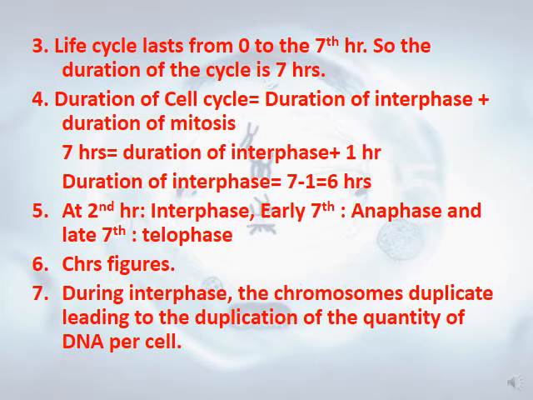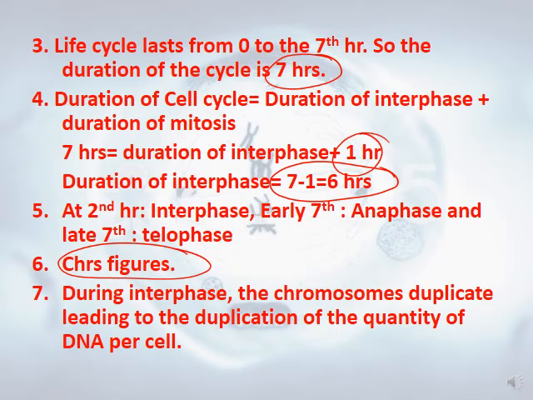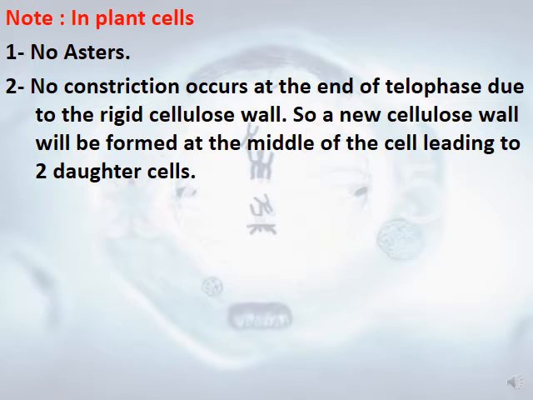So the cell cycle, as I said, starts from 0 to 7, so the duration is 7. Knowing that mitosis is 1 hour, the interphase is going to be 7 minus 1, so it's 6 hours. Early 2nd hour is the interphase, early 7th is anaphase, and the late will be the interphase. You have to draw the figures that we already drew before. During interphase, the chromosomes duplicate, allowing the duplication of DNA and duplicating the quantity of DNA per cell.